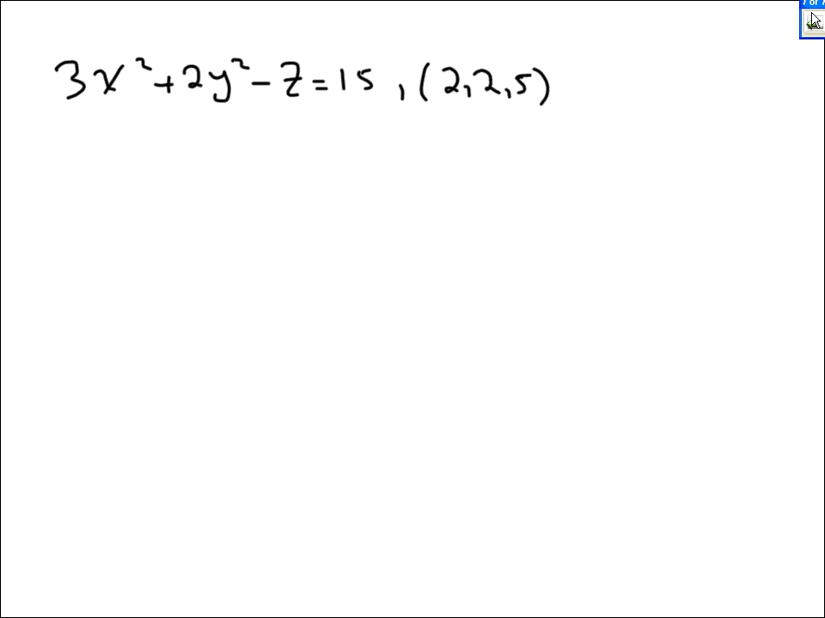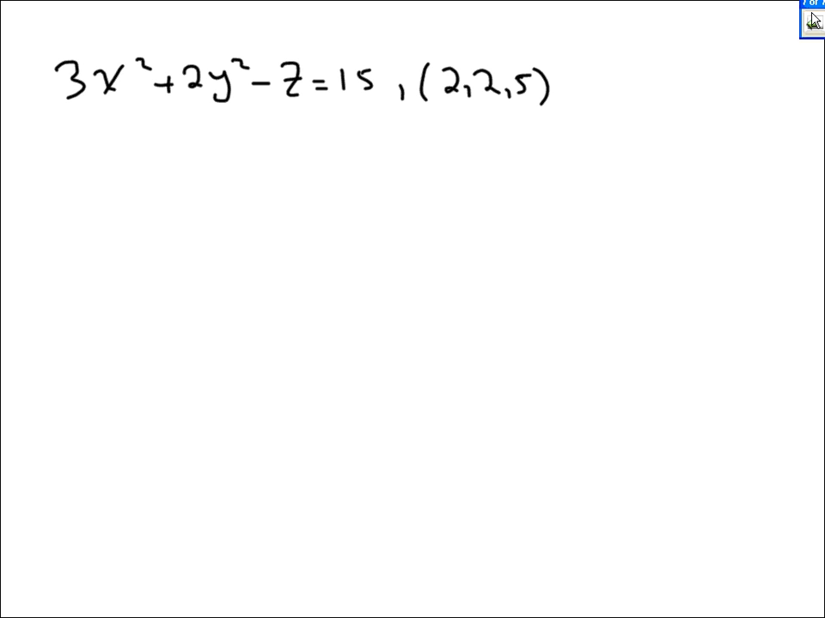Now here's another type of problem. You want to find the angle of inclination theta of the tangent plane to the given surface at the indicated point. So you're given a surface, here it is, 3x squared plus 2y squared minus z is 15, and you're given the point (2, 2, 5).